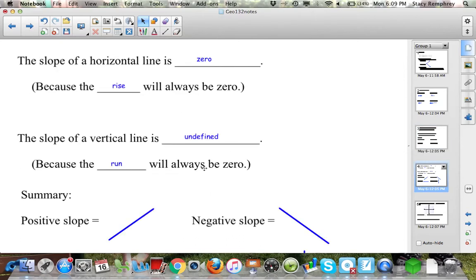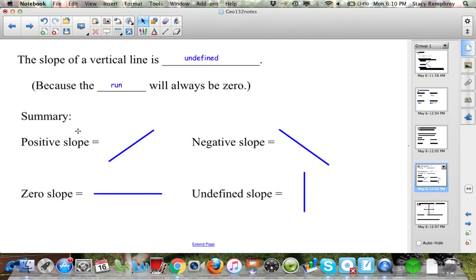All right. I have the answers here. A horizontal line is slope of 0. It's going to rise 0, but it's always going to run. The slope of a vertical line is undefined because your 0 will be in the denominator. You're not running at all. You're not going left or right at all. You're only rising. So these would be sketches of a positive and a negative slope, a 0 slope, and an undefined.